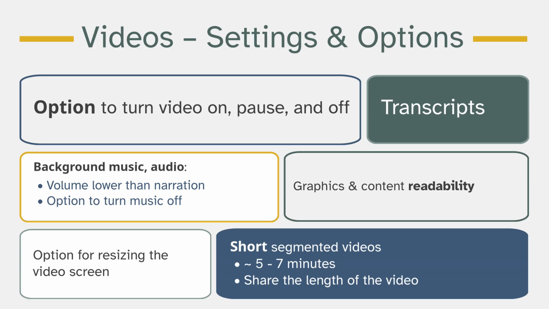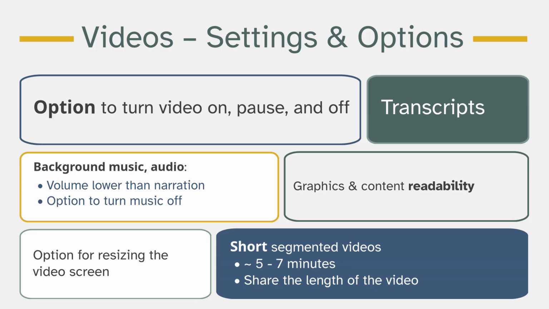Finally, keeping videos short and segmented, around 5 to 7 minutes, is recommended. However, consider whether a second Part 2 video is truly necessary, as it requires learners to transition to a new screen. If one longer video is more effective, that is also a good option, as long as users have the ability to pause it.